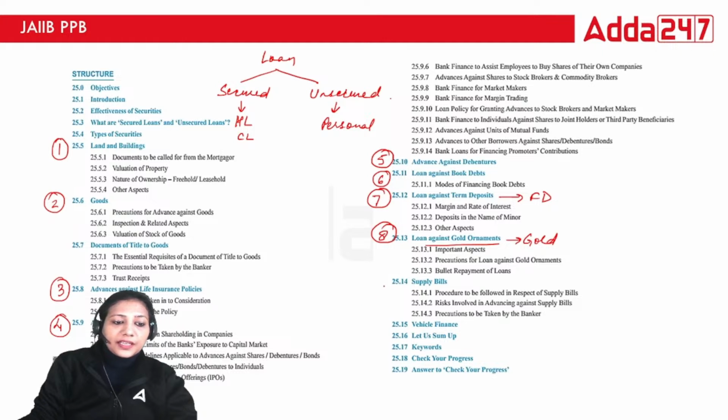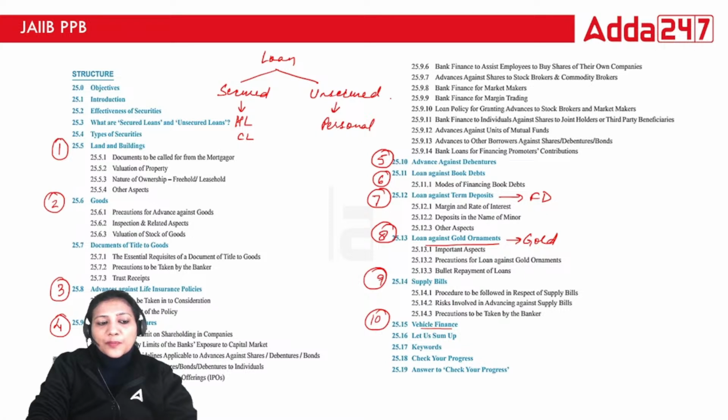And then we have supply bills. We take the receipts of the bills as security. And tenth is vehicle finance. So all kinds of vehicles, whether it is a two-wheeler or four-wheeler, the bank provides loans for new vehicles and also old vehicles. In both cases, we will take the vehicle as the security. So these are the main kinds of security which we usually take for securing our loan.